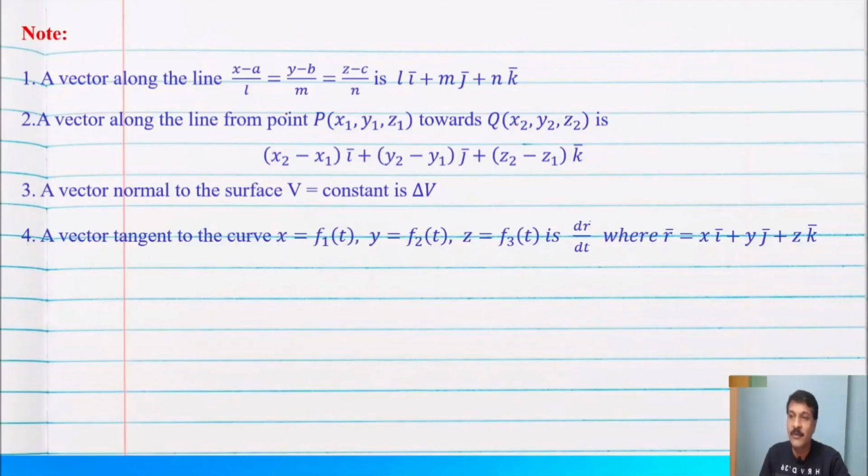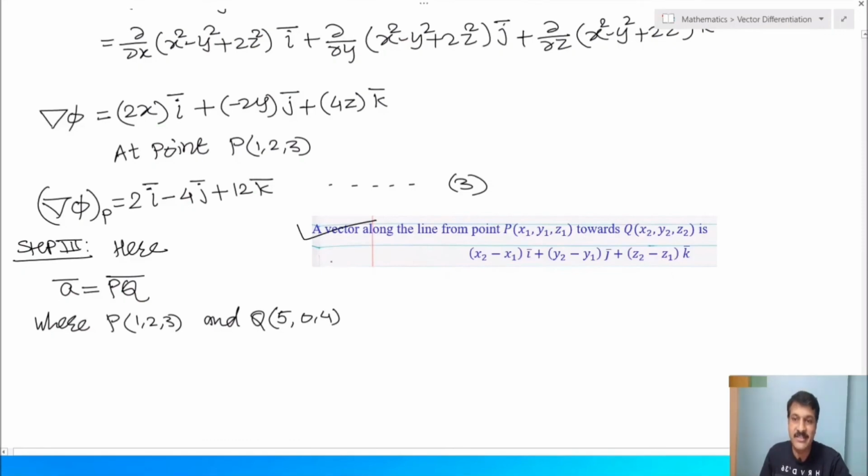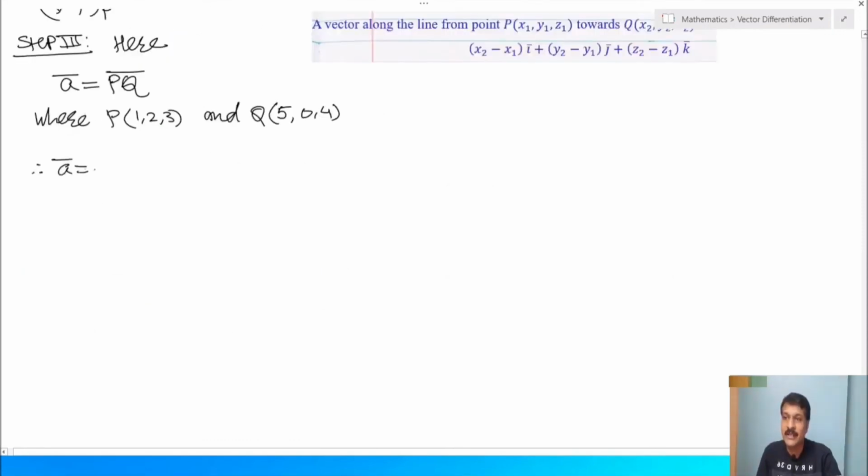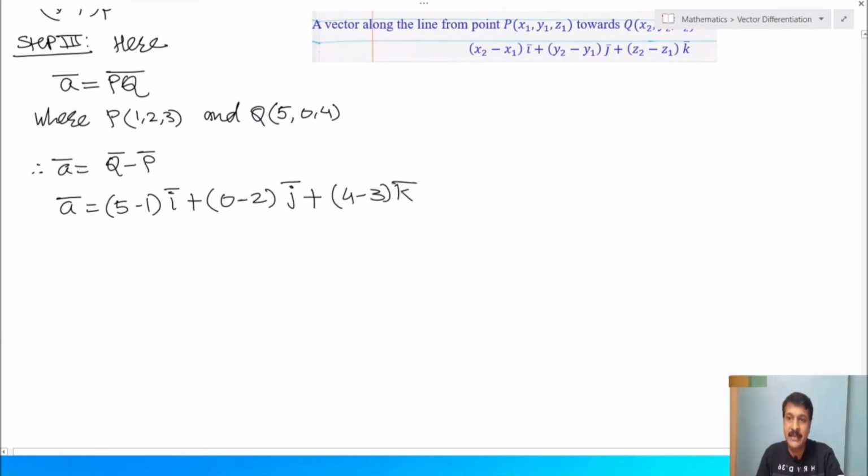As we know, a vector along the line from point P to Q is x2 minus x1 i plus y2 minus y1 j plus z2 minus z1 k. So this is for your reference. Therefore, here vector A equals PQ, it means Q minus P. I can write here 5 minus 1 i, plus 0 minus 2 j, plus 4 minus 3 k. Therefore, vector A equals 4i minus 2j plus k.